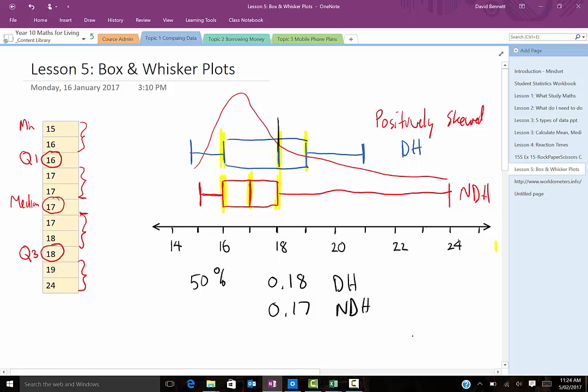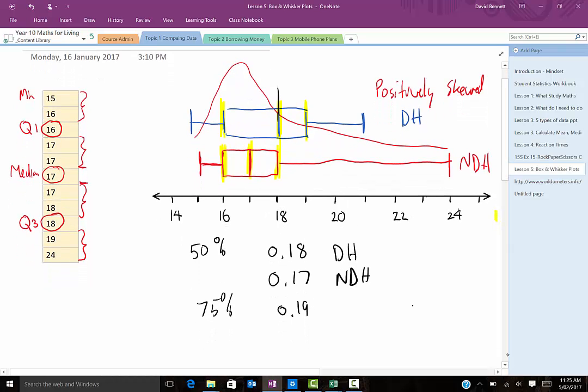Because 50%, so each of these sections in here are 25% of your data. Alright, you could say 75%, again looking at our dominant hand, that would be 0.19. Remember it was 0.19 of a second, and then this one over here is 0.18. That's dominant hand and non-dominant hand. So 75% of the people with their non-dominant hand got 0.18 or less, where the people with their dominant hand got 0.19 or less. So that would be enough information to say that the dominant hand here is actually slower than the non-dominant hand.